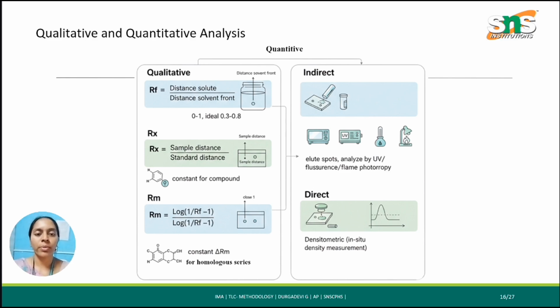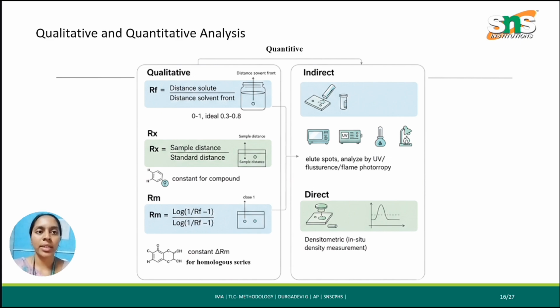Then the applications of TLC are qualitative and quantitative analysis. In the qualitative aspect we can find out whether a compound is present in the mixture or not with the help of these values, that is retardation factor, relative retardation factor and migration ratio. With the help of these values we can easily compare our sample with the reference or standard and find out whether it is present in our mixture or not.